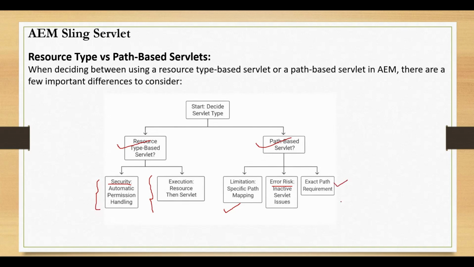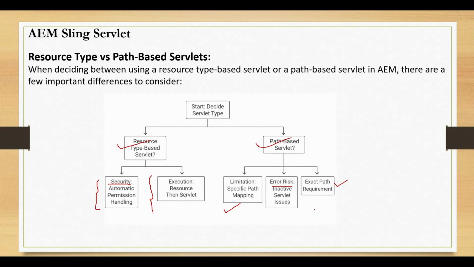When we are making any HTTP request, whatever path we are hitting should be the same as whatever we registered in the servlet. If you make any mistake in the path, then the servlet will break. I mean to say, when we are passing the servlet path, we have to be very careful. So these are the differences: when we use resource-based servlets, we get a couple of advantages, but in path-based servlets, we have a lot of limitations.